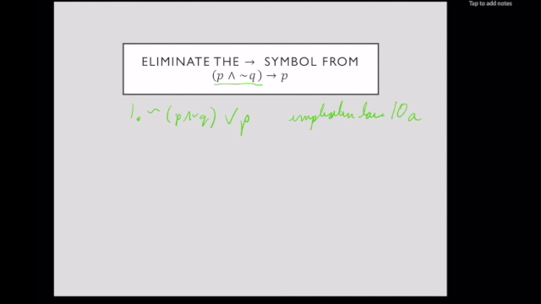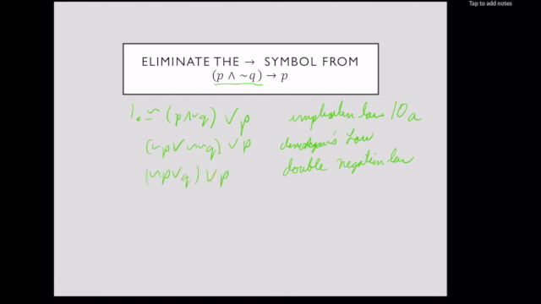Next, I need to move this negative inside. That's going to be not P or not Q or P. That's De Morgan's law. I've got to get rid of this double negative, so we're going to use the double negation law. That's not P or Q or P.